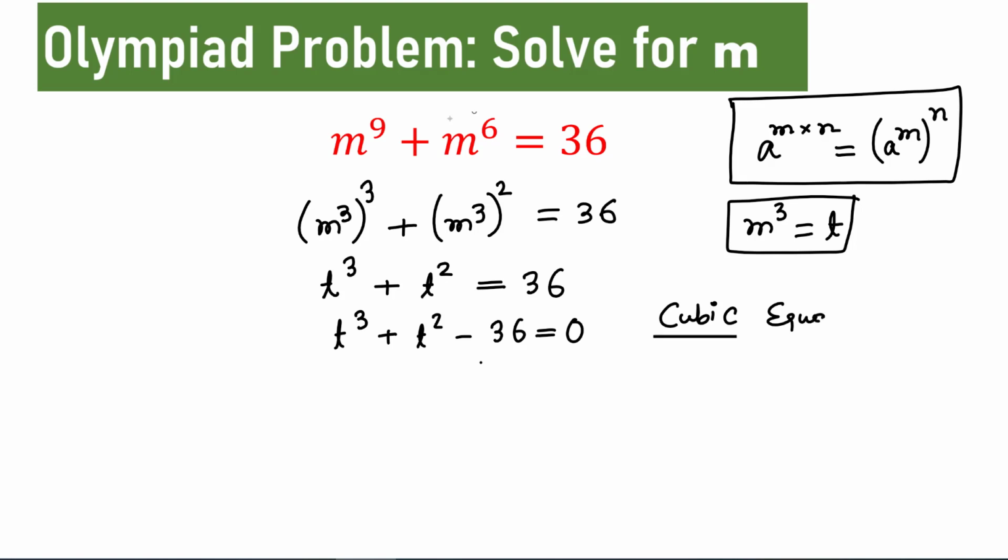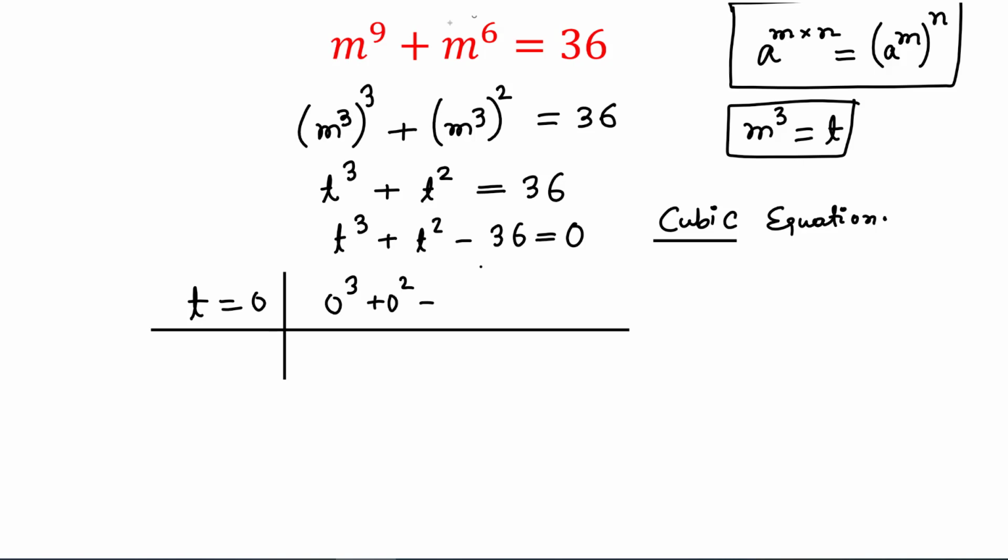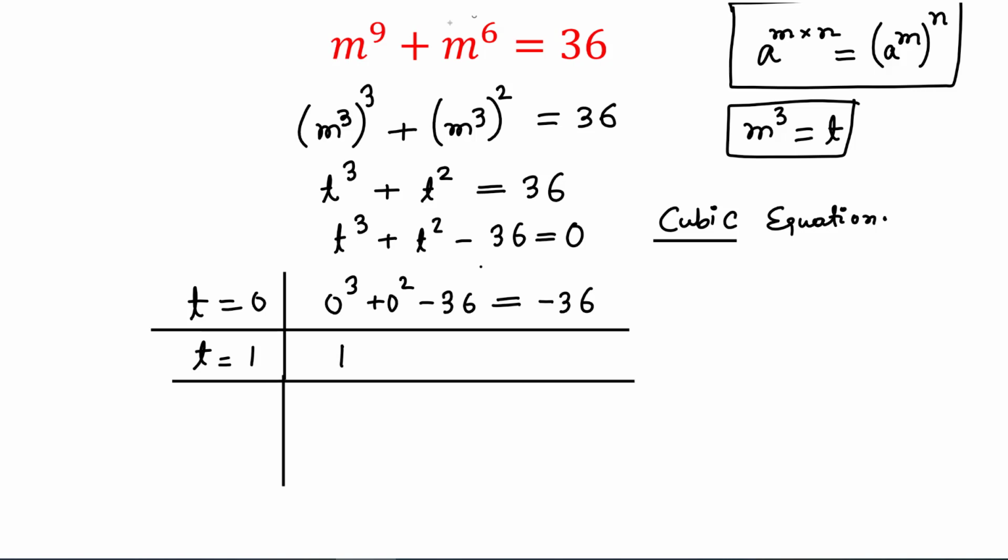We can find one root by hit and trial method, by inspection. So let us try. We can guess t equals 0 and put this value to see whether this becomes 0 or not. So 0 cube plus 0 square minus 36, which is not equal to 0; this is equal to minus 36. Let us plug t equals 1. If I take t equals 1, this will be 1 plus 1 minus 36, which is again not equal to 0.